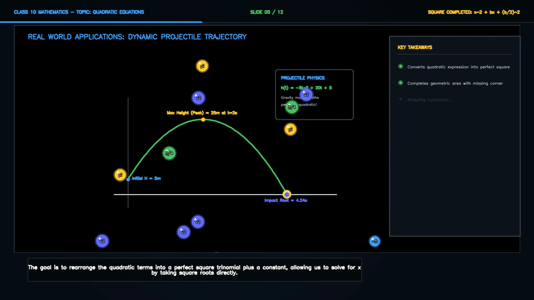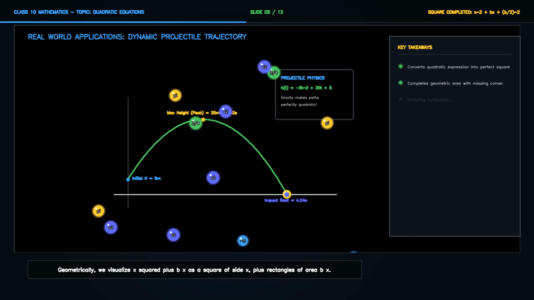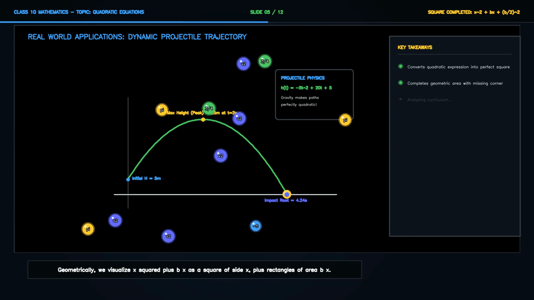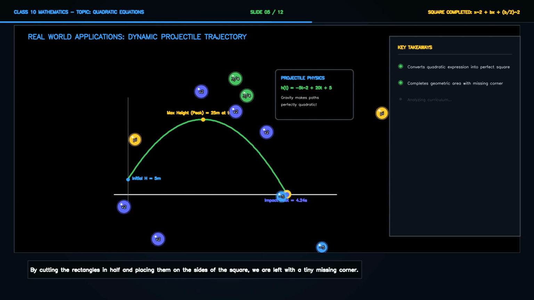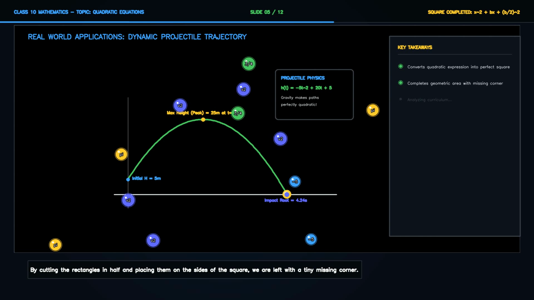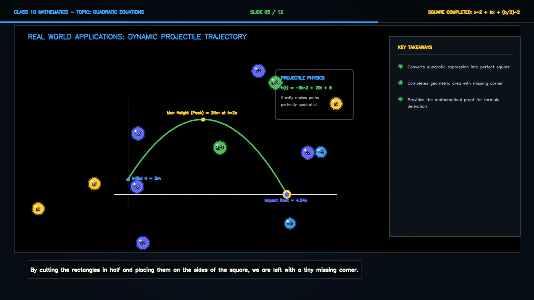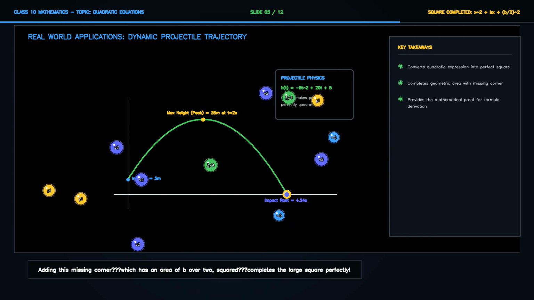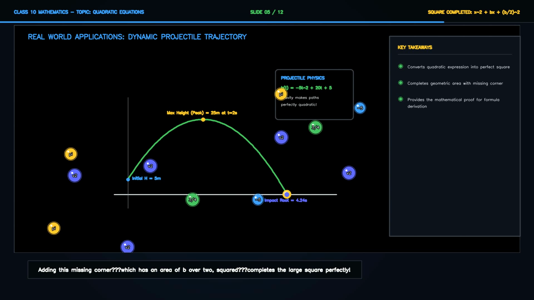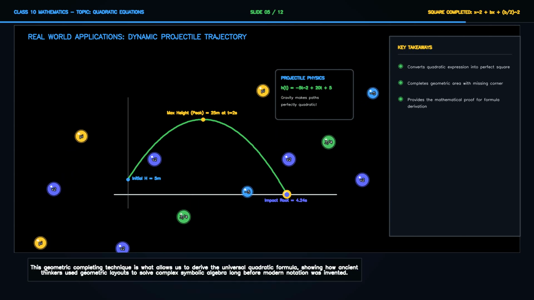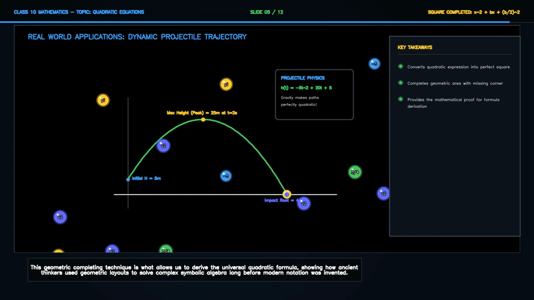Geometrically, we visualize x squared plus bx as a square of side x, plus rectangles of area bx. By cutting the rectangles in half and placing them on the sides of the square, we are left with a tiny missing corner. Adding this missing corner, which has an area of b over 2 squared, completes the large square perfectly. This geometric completing technique is what allows us to derive the universal quadratic formula, showing how ancient thinkers used geometric layouts to solve complex symbolic algebra long before modern notation was invented.